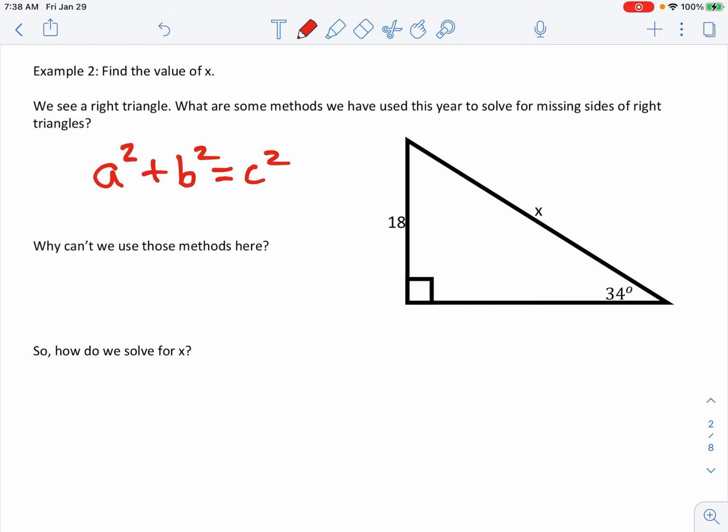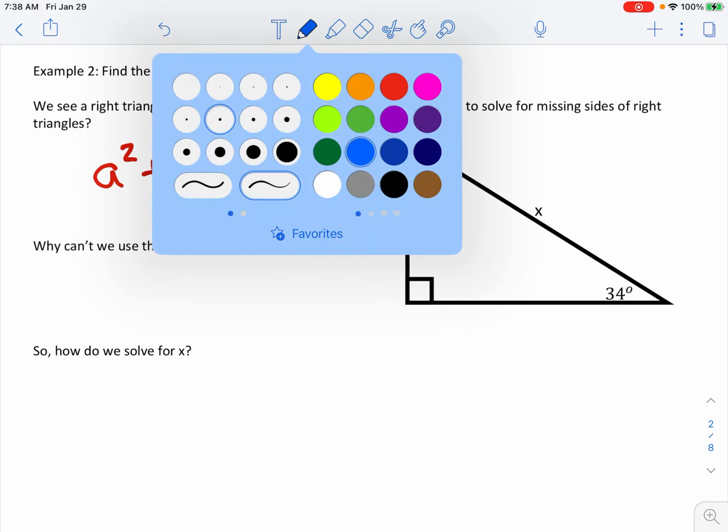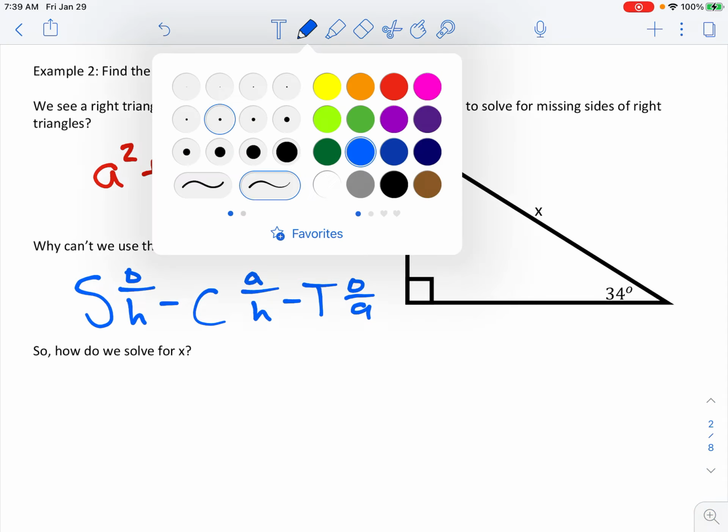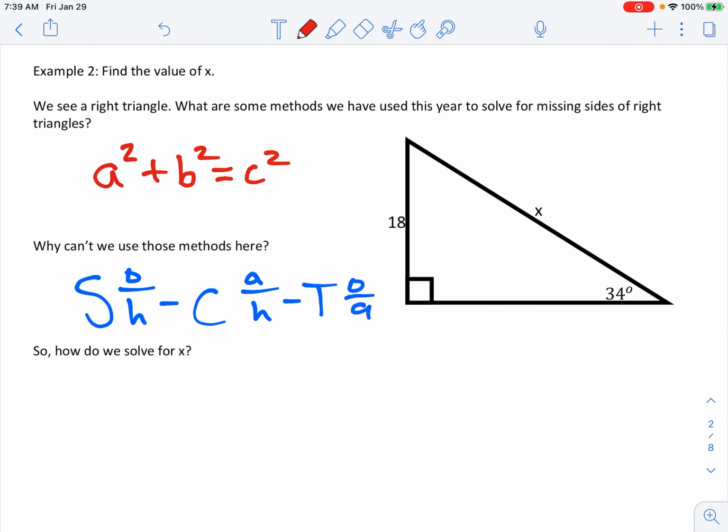Today we're going to look at what happens when they give us a 90-degree triangle, so a right triangle, however it has another angle in it. If there's another angle in it, we can no longer do the Pythagorean theorem. What we have to do is use sine, cosine, or tangent, so we're going to end up using Soh Cah Toa.